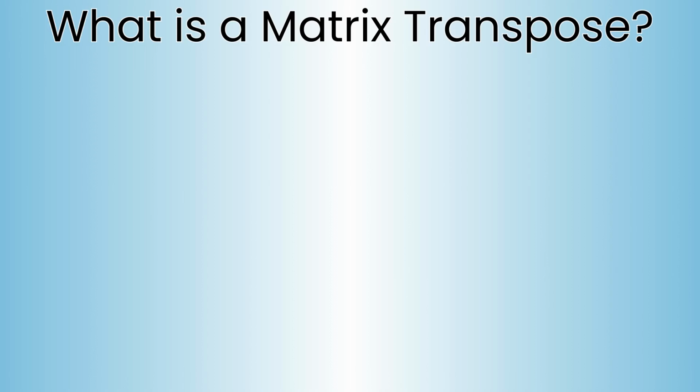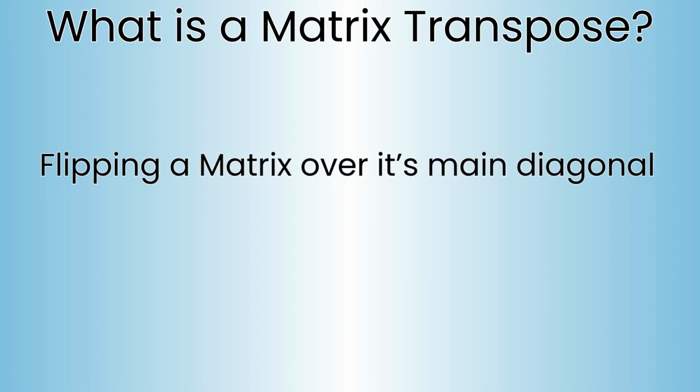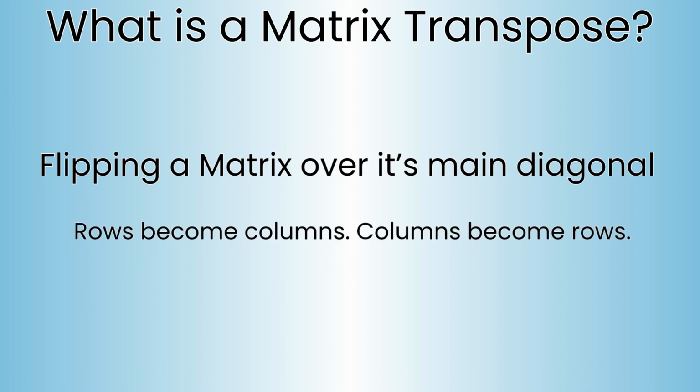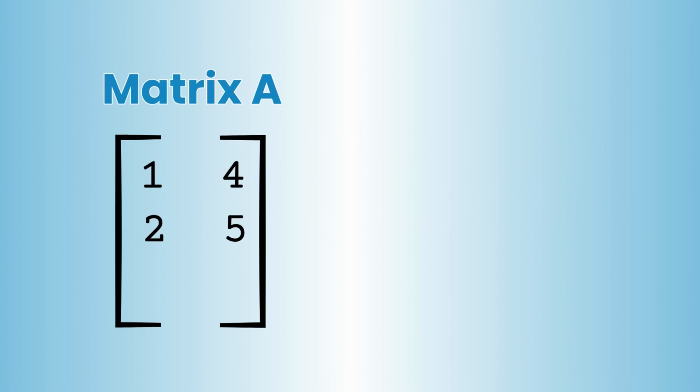So, what is a matrix transpose? It's simply the operation of flipping a matrix over its main diagonal. The rows become columns and the columns become rows. Let's take matrix A of 3 rows and 2 columns. Imagine a line running through the top left corner down to the right.